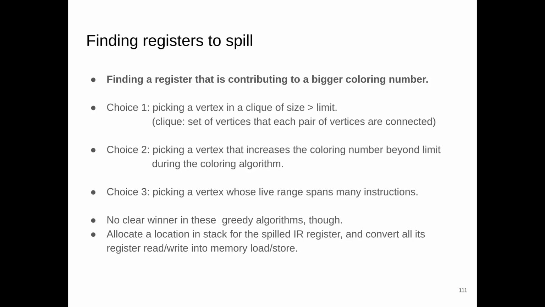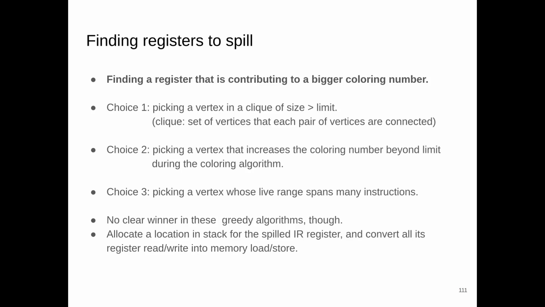So I'm going to explain each of them, but none of them will be optimal in the sense of performance or optimization efficiency. But let me somehow describe all of them. The first algorithmic choice would be picking a vertex in a clique of size that is bigger than the limit. The limit means the number of architecture registers. Here, the clique means a set of vertices where each pair of vertices is connected. If all vertices are connected to each other inside a set of vertices, then that is the clique.